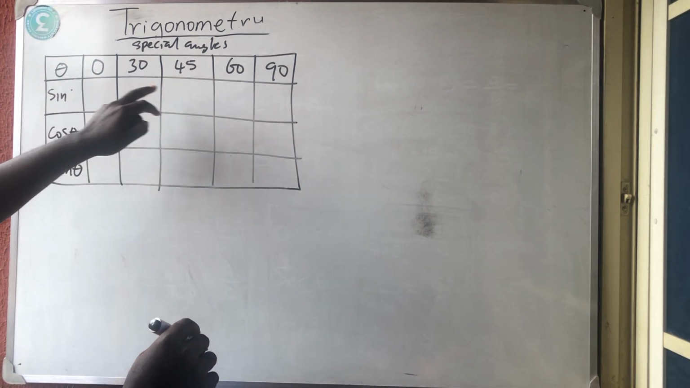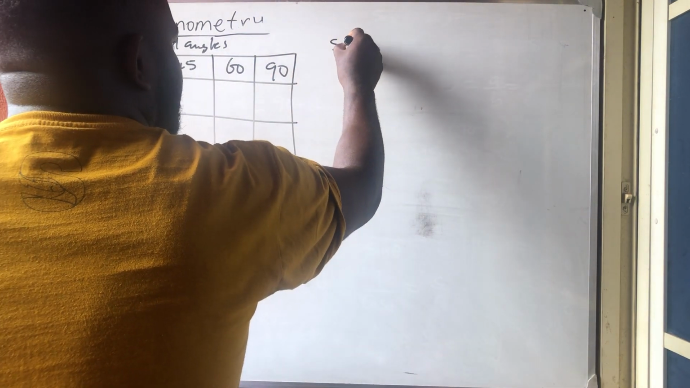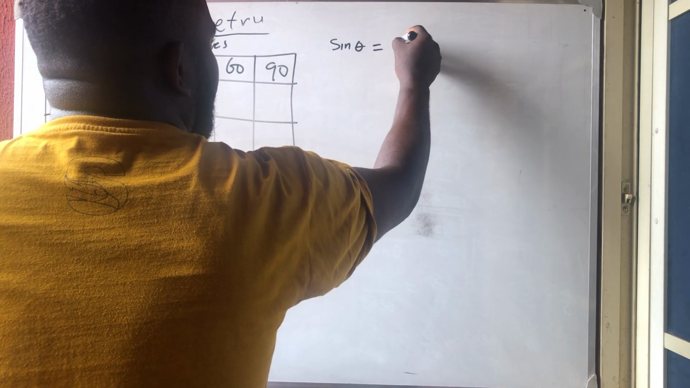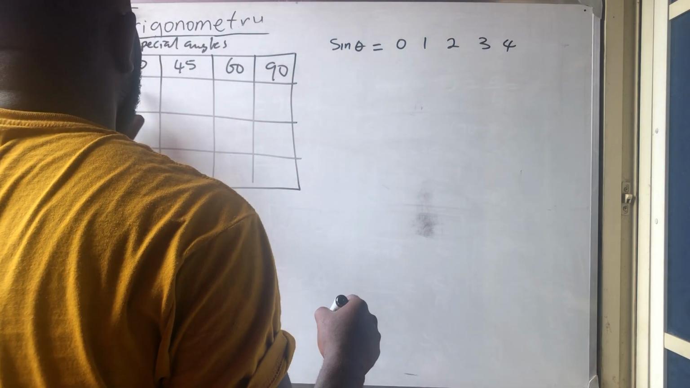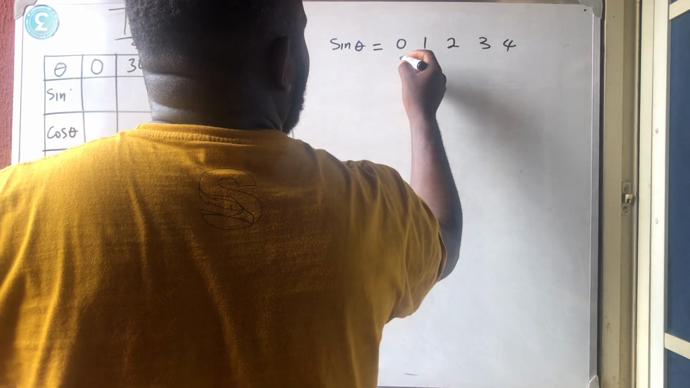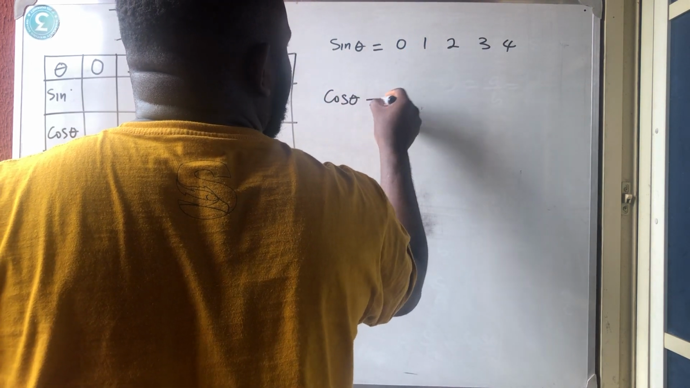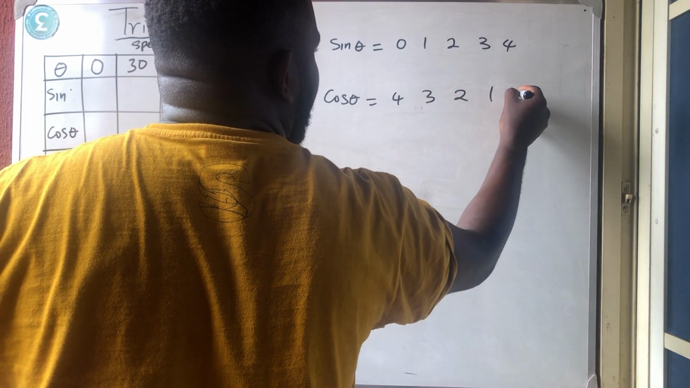For sine, which is the first line, look at how to get the sine. For sine theta, you just write 0, 1, 2, 3, 4. How many are there? 0, 1, 2, 3, 4. But for cos theta, you start from the back: 4, 3, 2, 1, 0.